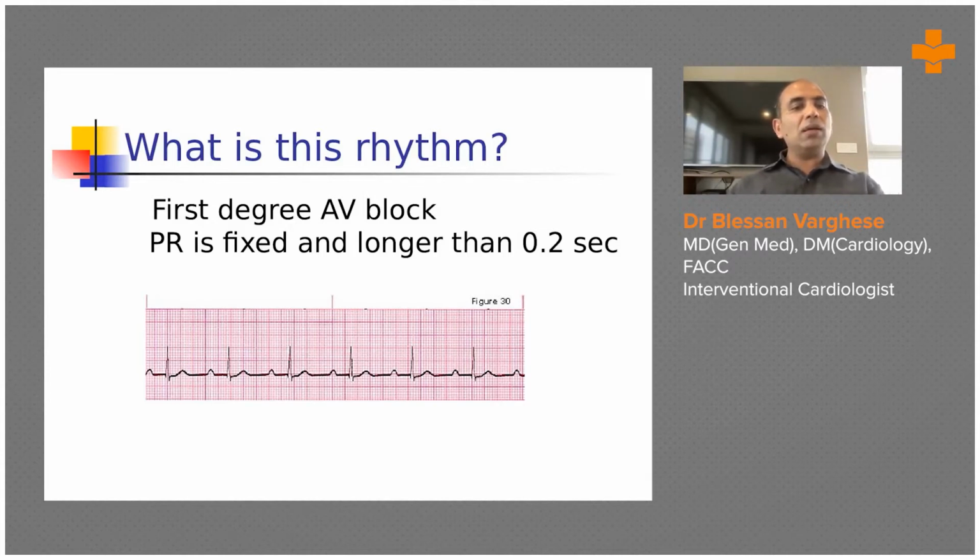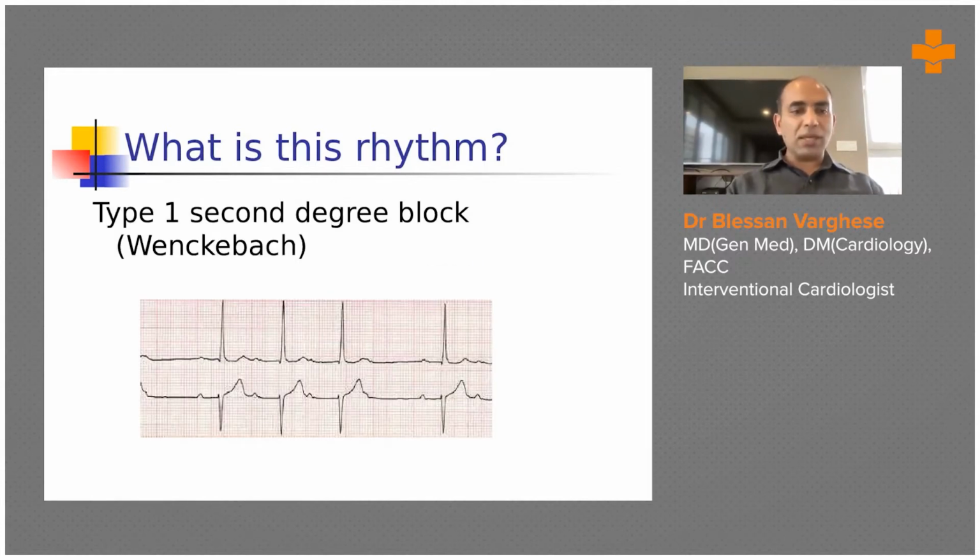So here the ECG looks normal, but a first degree AV block is very easy to miss, especially when there is a bradycardia. The ECG looks normal, but you have to carefully look whether the PR is prolonged. So that is a first degree AV block.